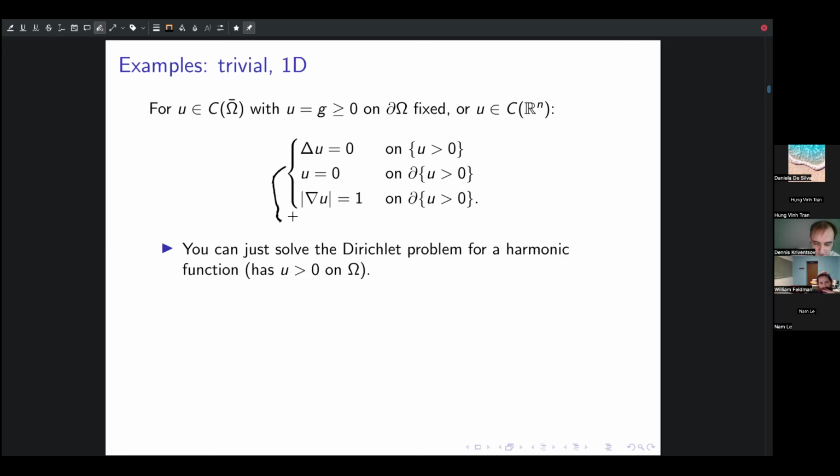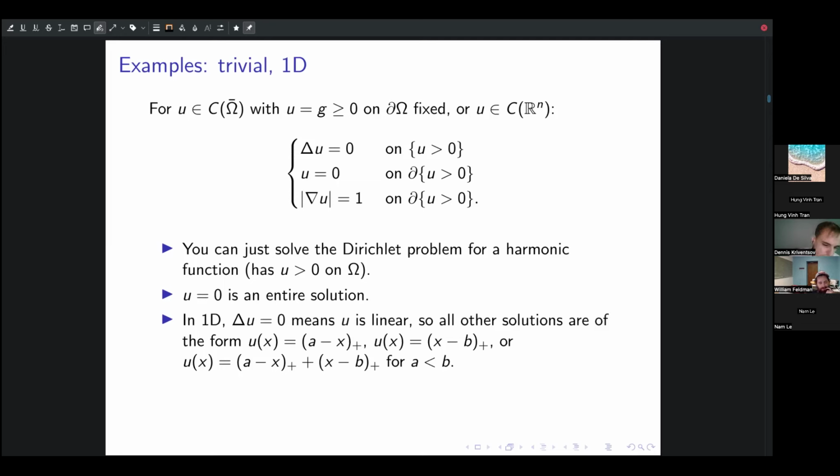And if I prescribe boundary conditions on the boundary of a domain, if I prescribe non-negative boundary conditions, I will always get a positive harmonic function out of it. I can always find solutions which are trivial like this. You also have U equals 0, of course, this solves it.